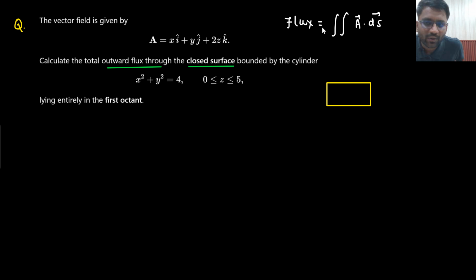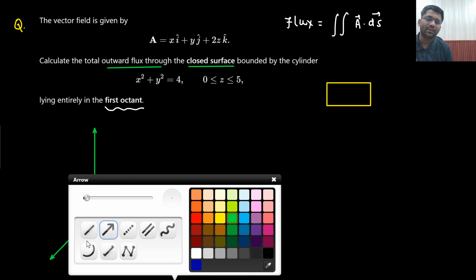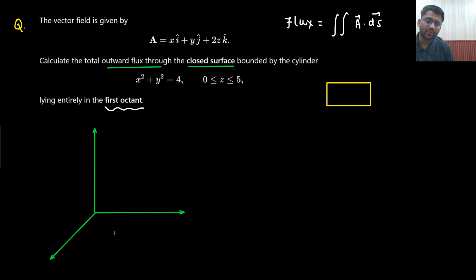So what are we supposed to find out? We are supposed to find out A dot ds through the closed surface of the cylinder in the first octant, x square plus y square equals 4 with z going from 0 to 5. Have we made this kind of structure already? This is your z equals 0, then z equals 1 will also be there, z equals 2 will also be there, and eventually you will reach z equals 5 as well.